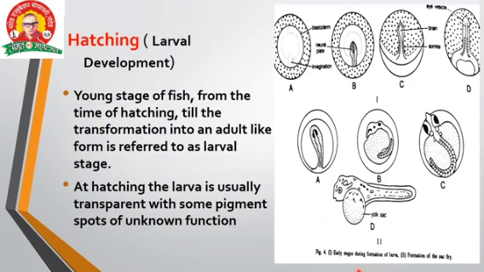Hatching means the larval development begins. The period of larval development varies considerably in different fishes. At hatching, the larva is usually transparent with some pigment spots of unknown function.